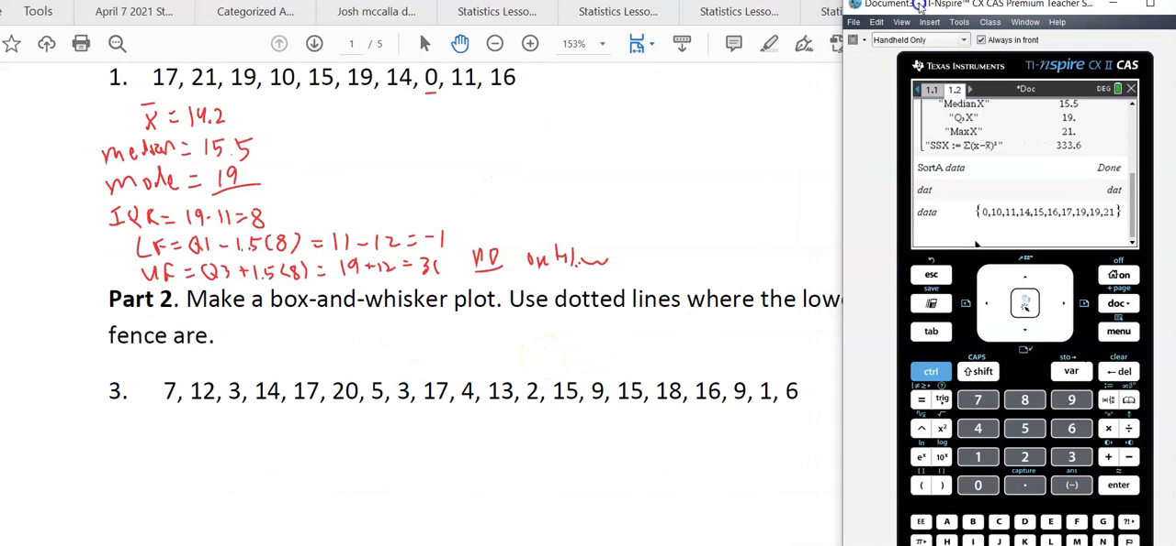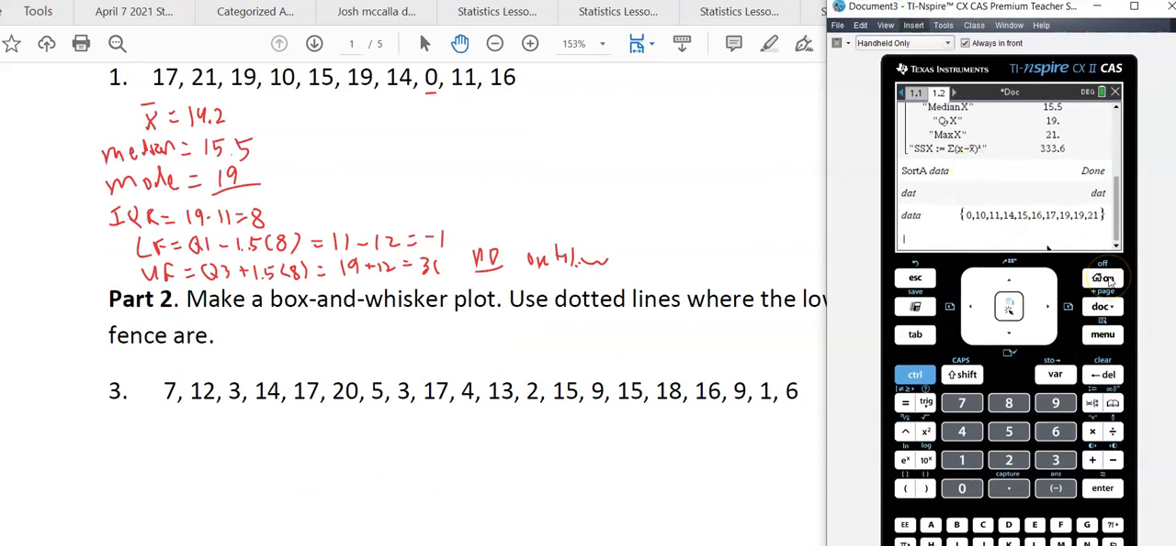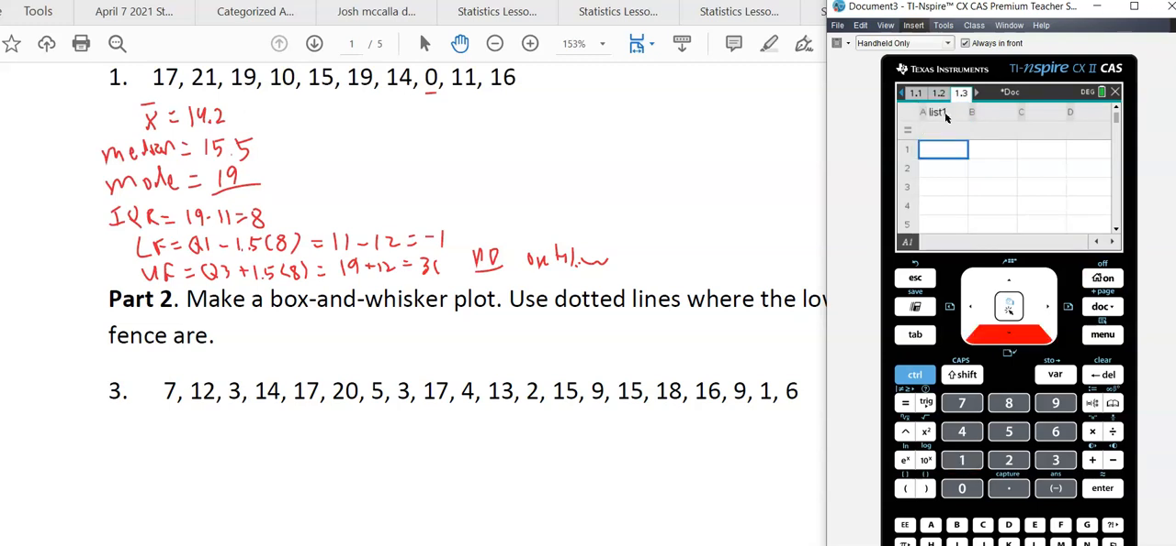So make a box and whisker plot. So let's do this. I'm going to call this list 1. Don't put a space in there if you do something like that. 7, 12, 13, 14, 17. See, 1, 2, 3, 4, 5, 6, 7, 20 pieces of data. Just a lot to type in.